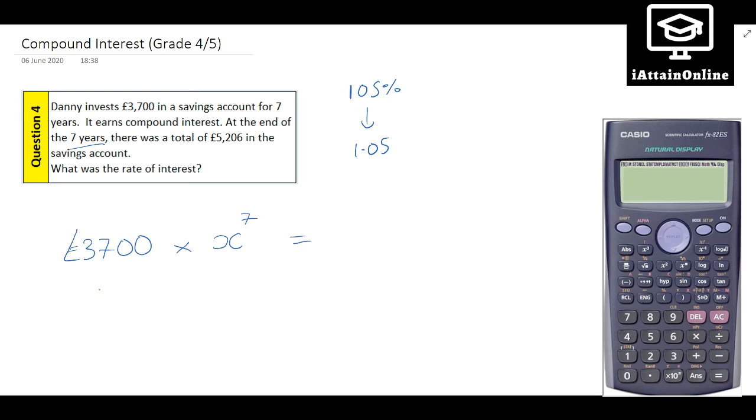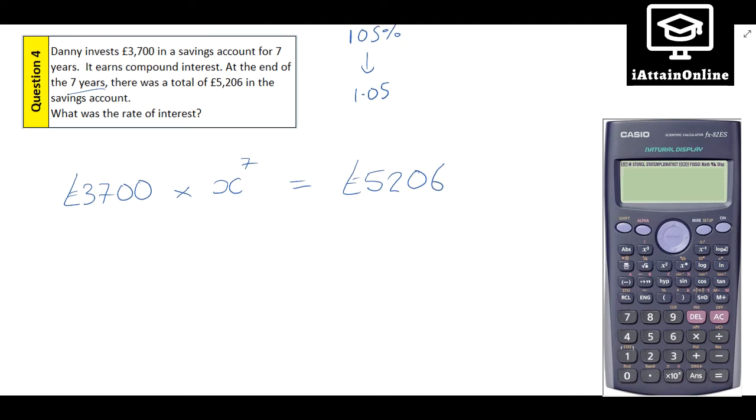And when I multiply that original amount by x to the power of 7, I get £5,206. Okay, so now we're just solving this equation. In order to find out what x is, I need to first find out what x to the power of 7 is. So to do that, I divide this side by 3,700 and I divide this side by 3,700 as well, and that's going to tell me what x to the power of 7 is.